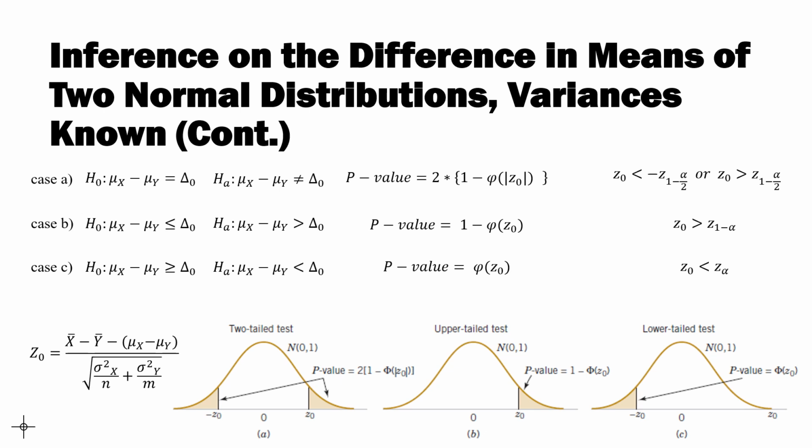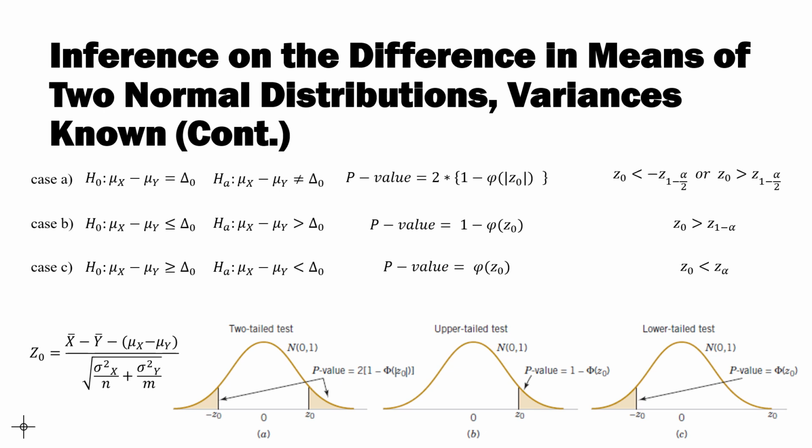If we set alpha at 5%, the rejection region is split equally, with 2.5% in each tail, from negative infinity to negative z-value of 1 minus half alpha and z-value of 1 minus half alpha to positive infinity. We will reject the null hypothesis if the z-test statistic falls in this rejection region.